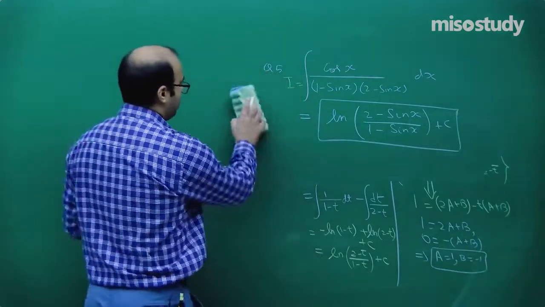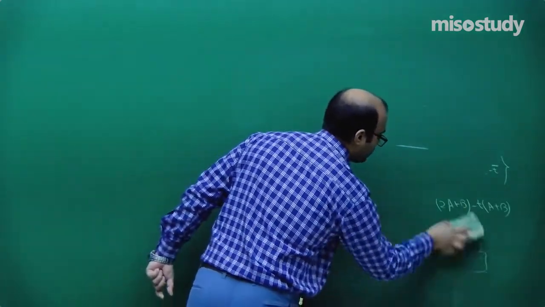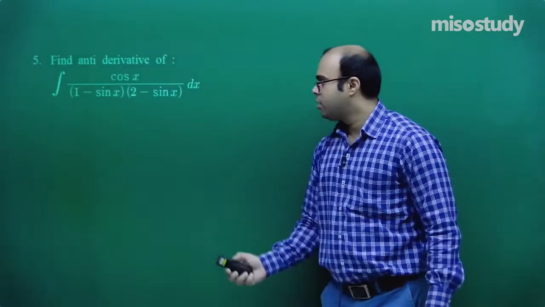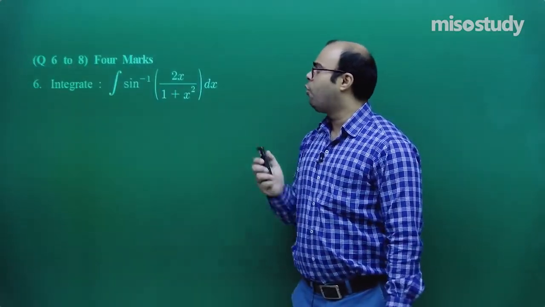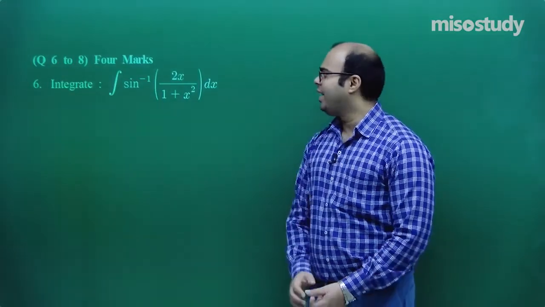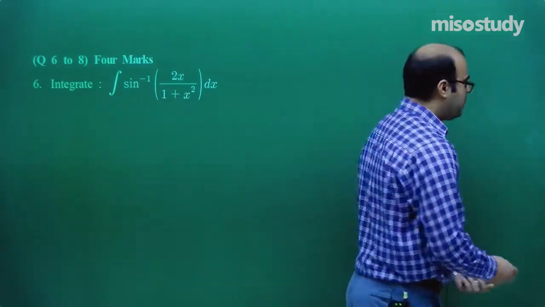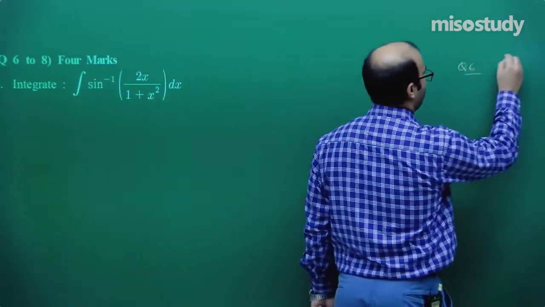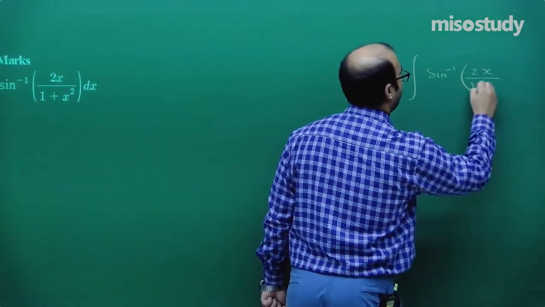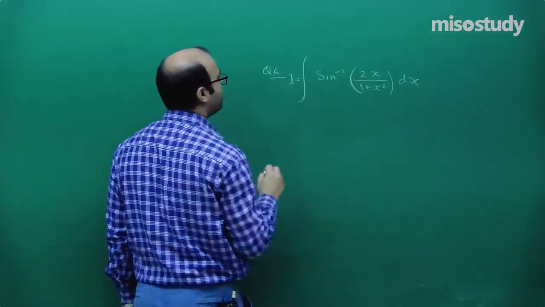So this was another question of 2 marks which was given to us, and it was based on the concept of partial fraction. Now let us come to the next question of 4 marks. Question number 6 says find the integral of sine inverse of 2x by (1 plus x square). So some substitutions are specific.